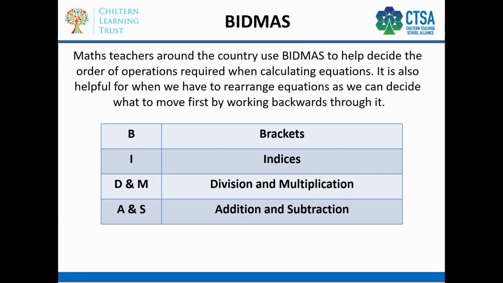A lot of people think you need to do division first because it comes before the M in BIDMAS, but actually division and multiplication have the same level of priority. So you work from left to right across the equation and do whichever one comes first. Then you do addition and subtraction, and it's the same with addition and subtraction as it is for division and multiplication. Addition and subtraction have the same priority, so you do whatever comes first from left to right.